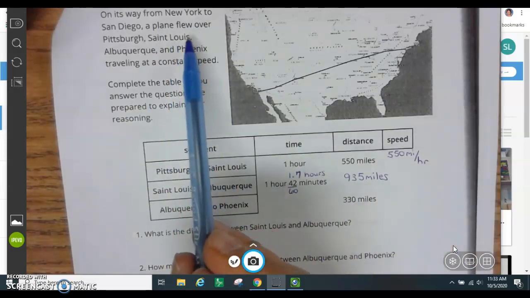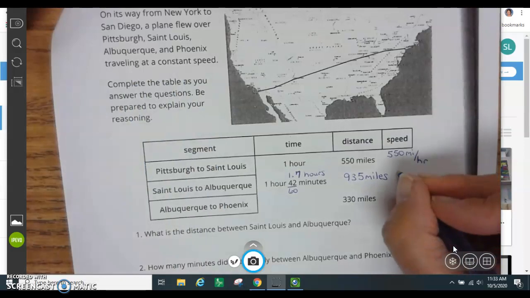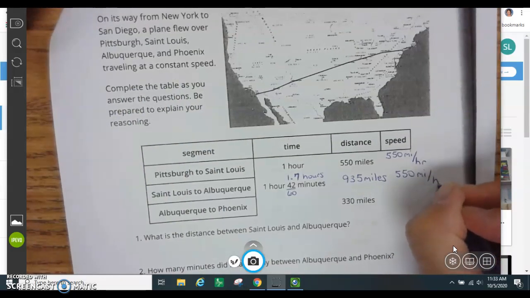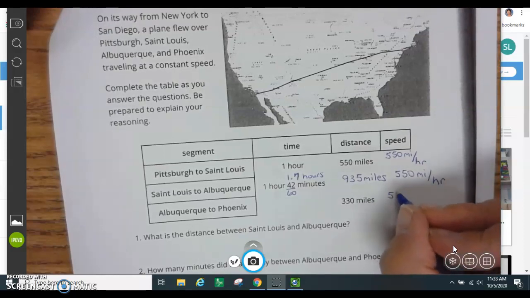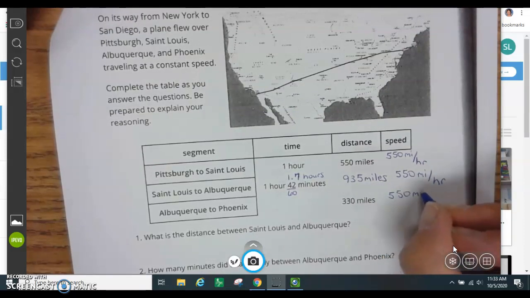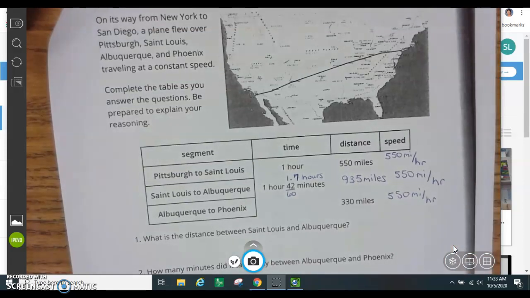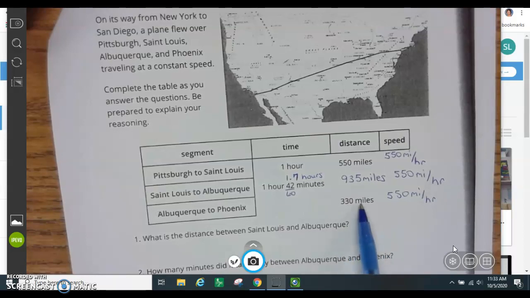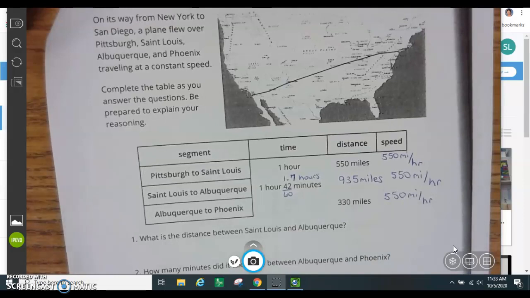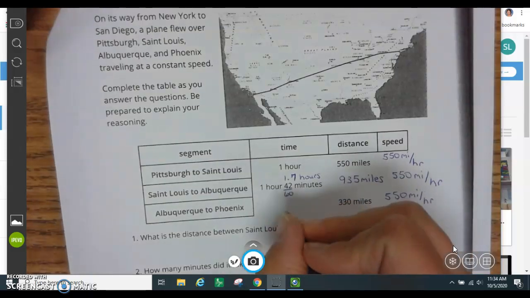Now, they traveled at a constant speed, it said. So everybody is traveling at 550 miles per hour, no matter where you're going. So now, if I only went 330 miles, that should be less than an hour, right? Because I'm going to go 550 in an hour. So take the 330 and divide by 550, and that will tell you that you only traveled for 0.6 hours.